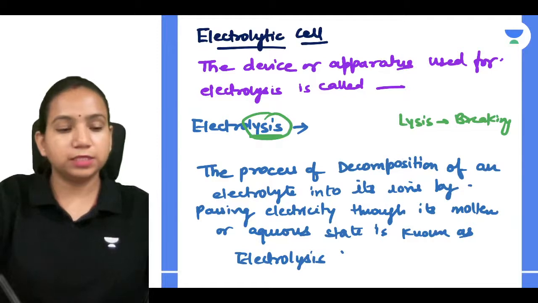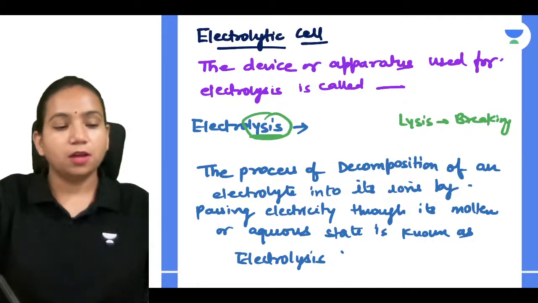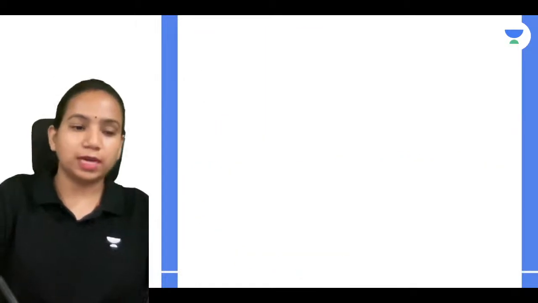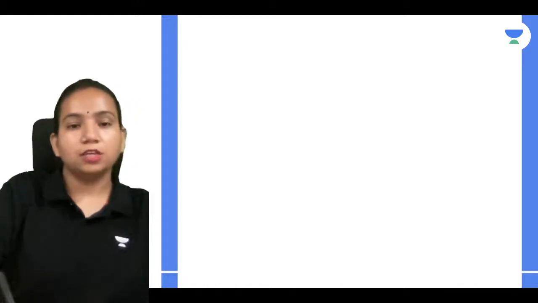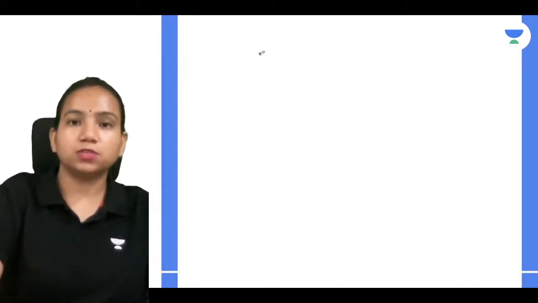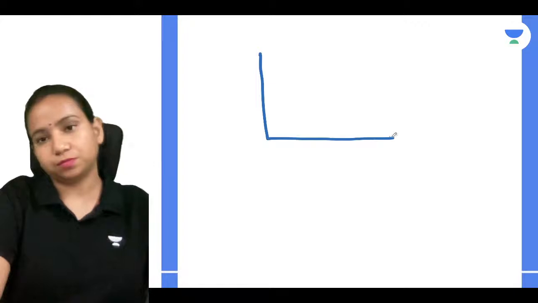Now let's discuss a little bit about the electrolytic cell, how the device looks. So the first thing, in an electrolytic cell there is only one compartment.